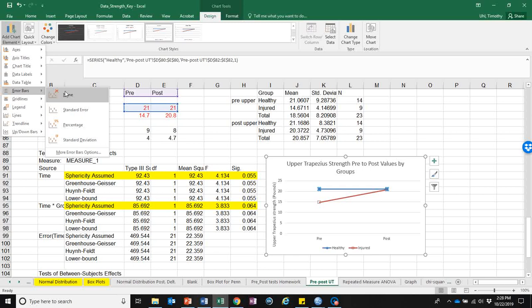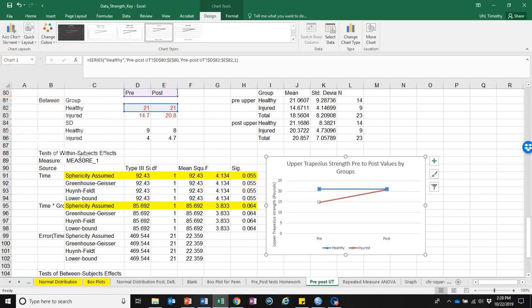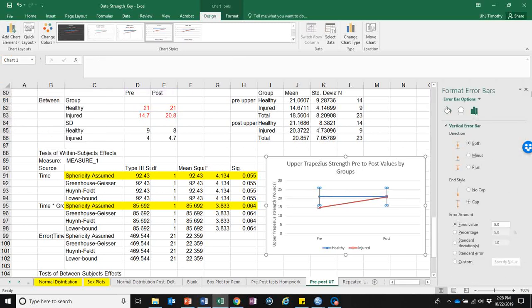It defaults to none, but it gives you other variations. If you click on one of those, it's just going to give you some random value. You actually want to put in the value that you got, which was for our group 9 and 8. So we want to go down to more error bar options. That opens this menu on the other side. Typically you go above and below, +9 and -9. That's what the standard deviation is.